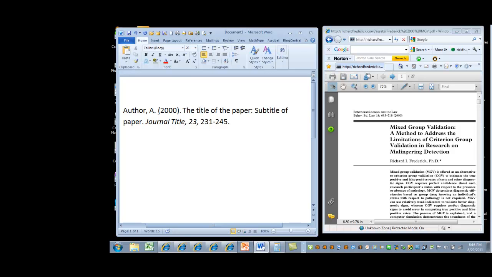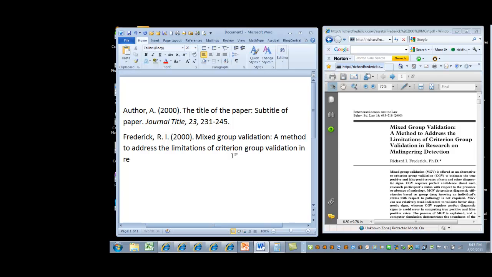Okay. Now, let's practice. Here's an article of mine on the right here. Frederick. Now, here are my initials available, so I put them. This was published in 2000. Mixed group validation: a method to address the limitations of criterion group validation in research on malingering detection.